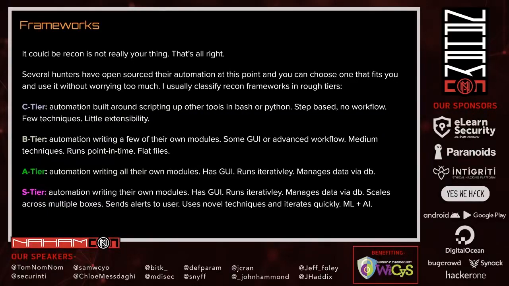Then you move on to A tier, where you could be writing all your own modules or most of your own modules, or you have a ton of modules, which could also push you up into A tier. Usually it has a GUI. It runs iteratively, which means it will run at one point in time and then run again and show you the diff, and usually manages data via database. There's not a ton in A tier. In fact, the ones I put in A tier in this presentation don't even actually have all of these. They could probably fit more into B tier, but I thought some were better than B tier, so I pushed them up into A tier.